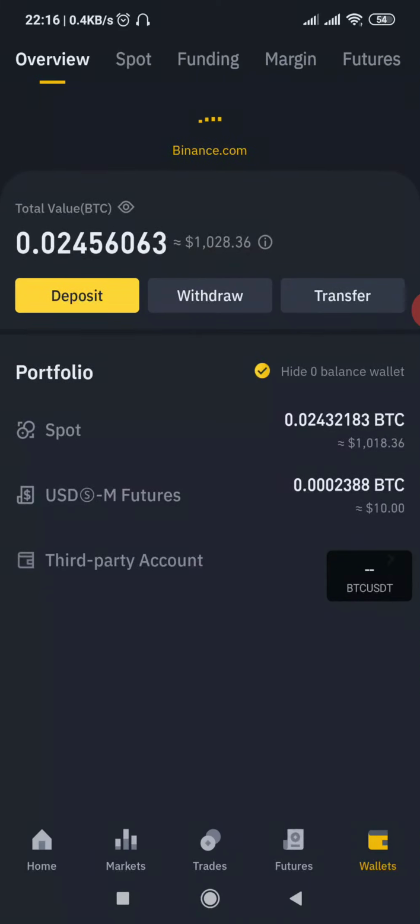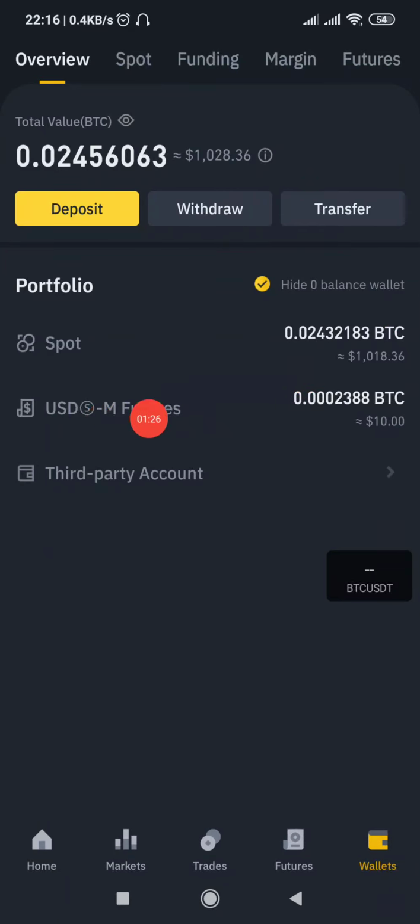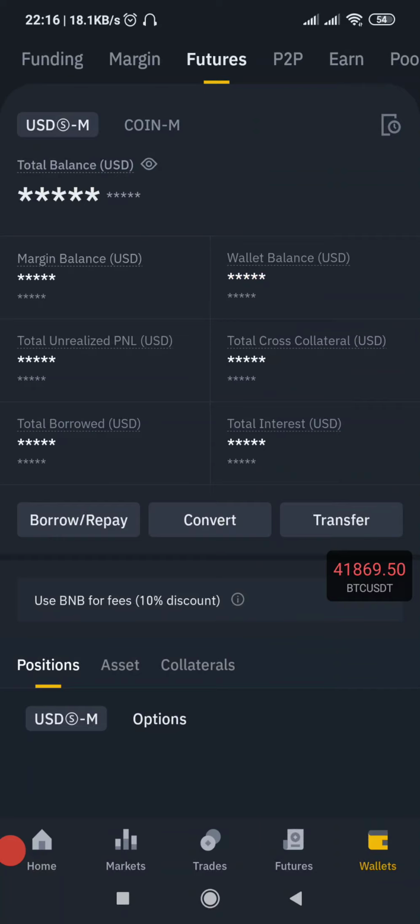So after doing that, now the next thing. Can you see this futures account now having $10 inside? Sorry, $19 inside. Can you see? So this $19 now is what I can use to actually trade.